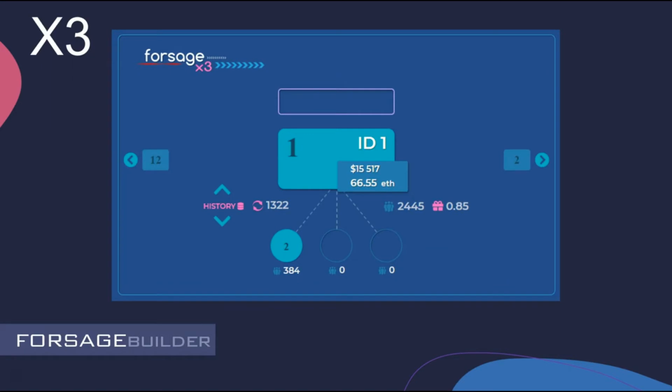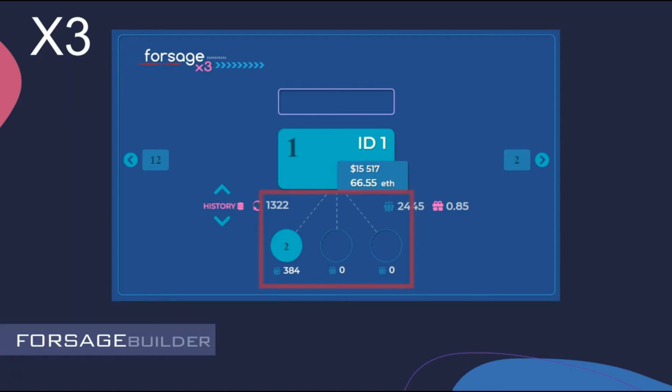Forsage maintains anonymity with its users through only identifying them with an ID number. Here you see ID number 1, which was the very first campaign launched on the platform in January 2020. At the time of this screenshot, you can see ID number 1 received 66.55 ETH with the associated USD value. Clicking on the right or left arrows scrolls through the various slots.